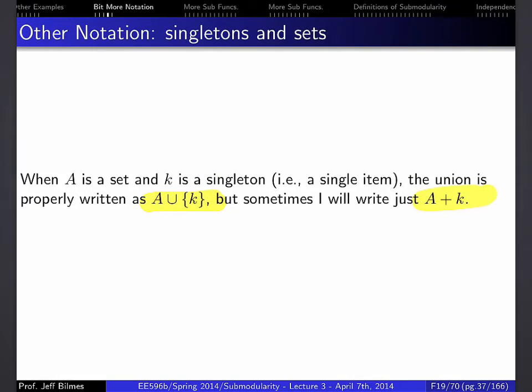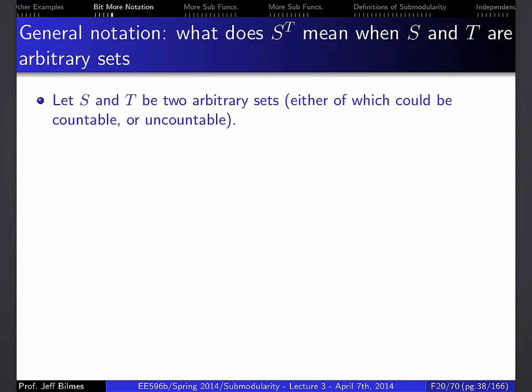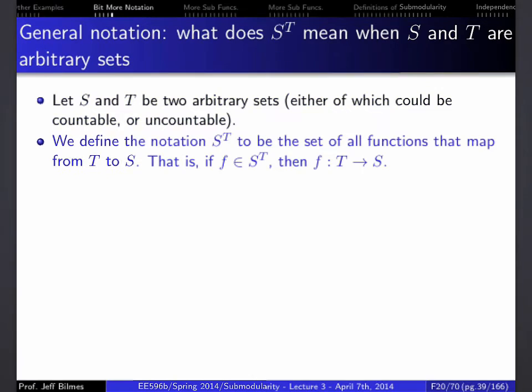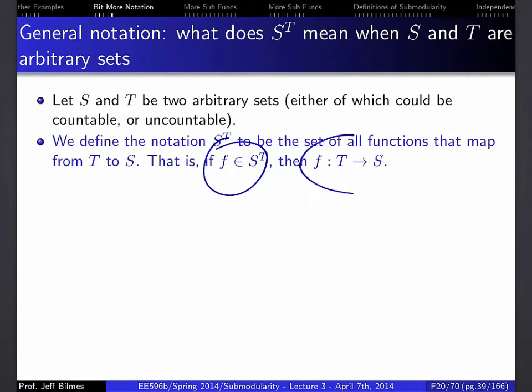Okay. One last thing I thought would be fun to talk about is what this notation means: S to the t, where S and t are both sets. It turns out that this is a fairly standard notation that you've probably seen before without knowing it. Let's say that S and t are two arbitrary sets. They may be countable, they may not be countable. What it really means is that when you write S to the t, that corresponds to all functions that map from elements in t to elements in S. So if we say that f is a member of S to the t, then f is a function that maps from elements in t to elements in S.